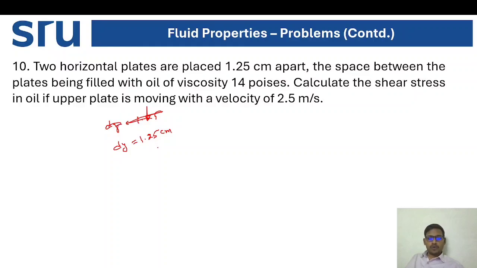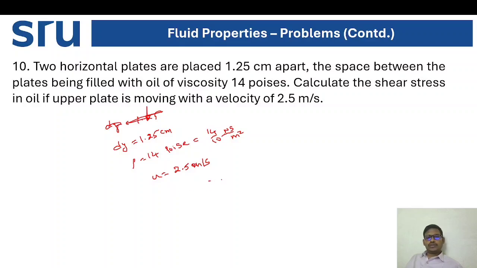Next, 14 poise. Viscosity is equal to 14 poise. Convert it into Newton seconds per meter square by dividing by 10. So 14 by 10 Newton seconds per meter square, since 10 poise equals 1 Newton seconds per meter square. So the velocity of the upper plate, u, is equal to 2.5 meters per second.